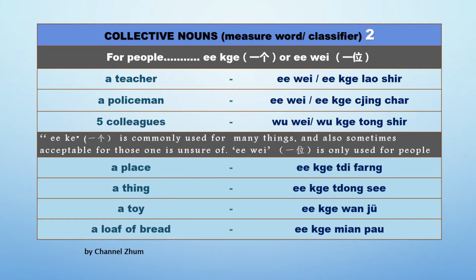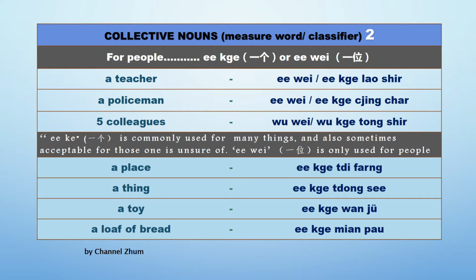For people, 一个 or 一位. A teacher, 一位 or 一个老师. A policeman, 一位 or 一个警察. 5 colleagues, 五位 or 五个同事. 一个 is commonly used for many things and also sometimes acceptable for those one is unsure of. 一位 is only used for people.